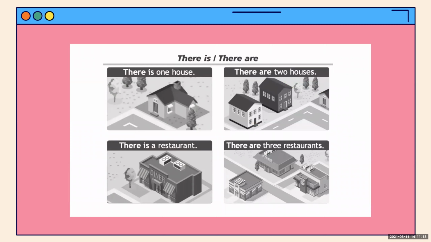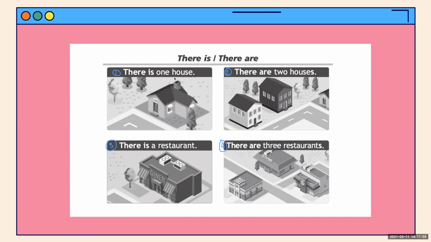So we have 4 different pictures here. Let me number the pictures so that we know what we're talking about. Picture number 1 will be this one. Picture number 2 will be this one. Picture number 3 will be this one. And picture number 4 will be this one. So picture number 1, if you look at the picture, there is one house. Picture number 2, there are 2 houses. Picture number 3, there is a restaurant. Picture number 4, there are 3 restaurants.